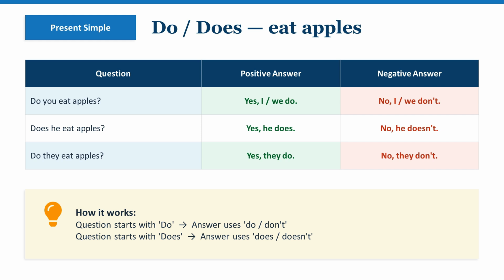If the question starts with does, your short answer uses does or doesn't. For example, does he eat apples? Yes, he does. Or no, he doesn't. And for they, do they eat apples? Yes, they do. Or no, they don't. Notice how the first word of the question becomes the key word in your answer.